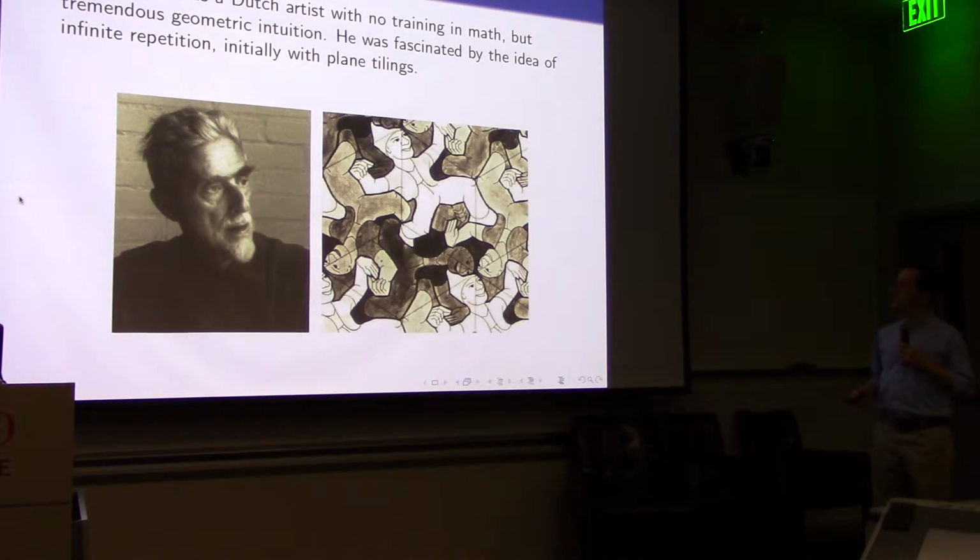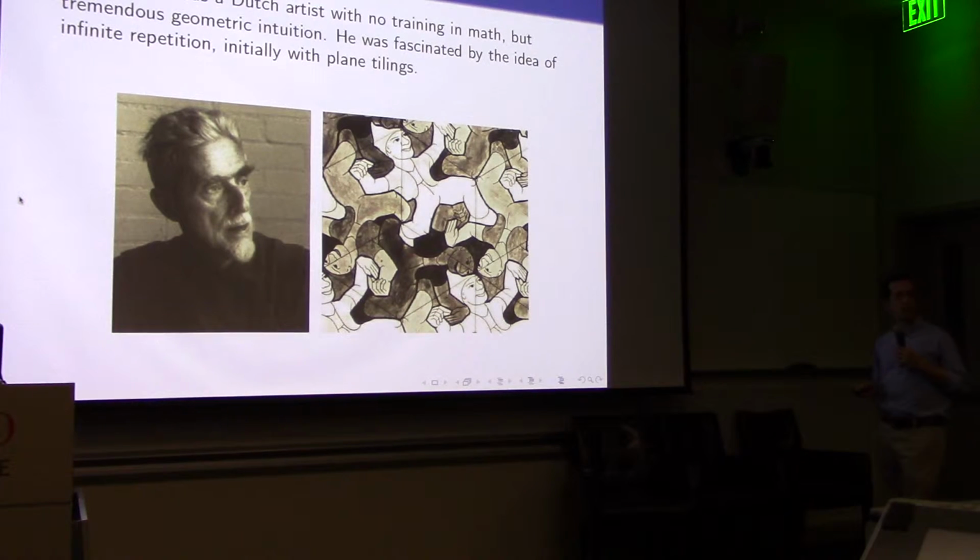Now, having said these generalities, let's now come to Escher. So as you may know, he was this great Dutch artist. He didn't have any formal training in mathematics, but he had tremendous geometric insight. And one thing that he had initially done in the early part of his career was he made very interesting infinite tilings of the plane.